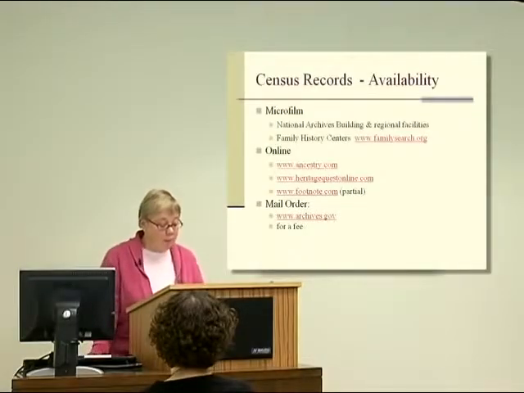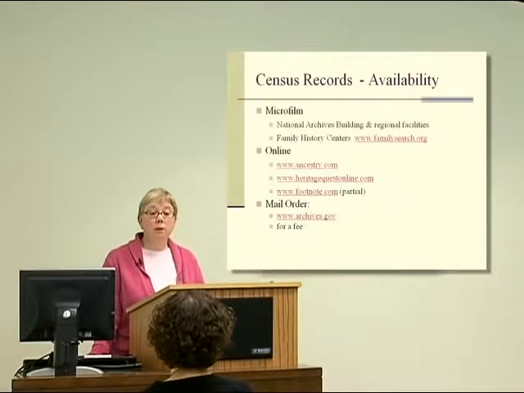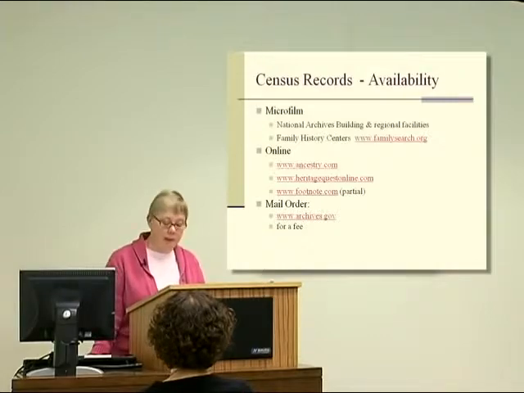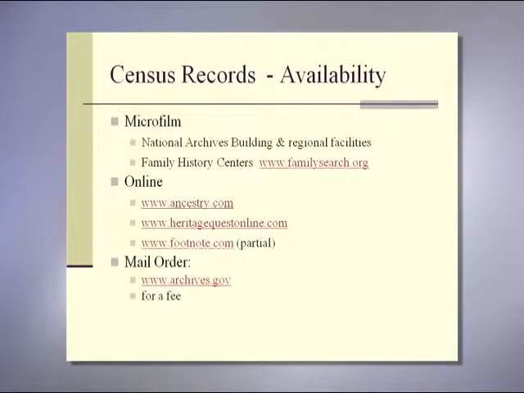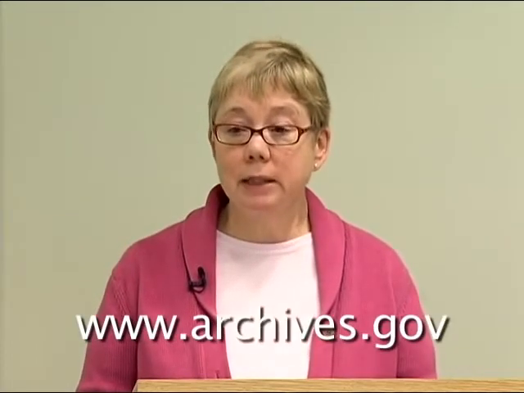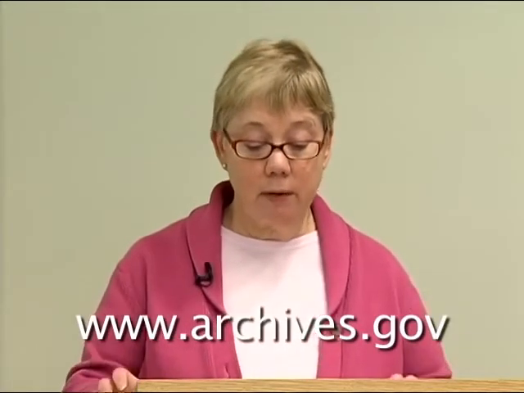These records are available on microfilm at the National Archives building in Washington, D.C., and in some of the regional facilities, but you need to check with each facility to see what they have, if it's on site, how you can get a hold of it. They're online at Ancestry.com, Footnote, which is a partial list, Heritage Quest, and these are available at National Archives facilities free of charge, although they are subscription-based online services. And mail order for a fee, and you can get information and order online at www.archives.gov.